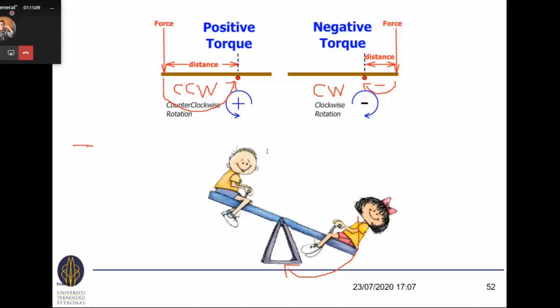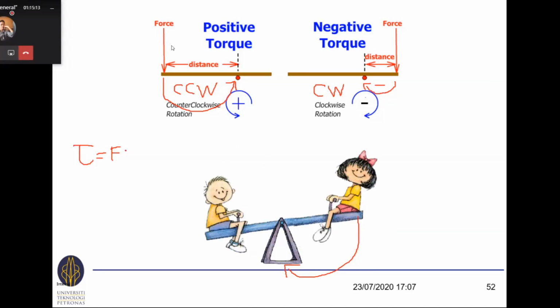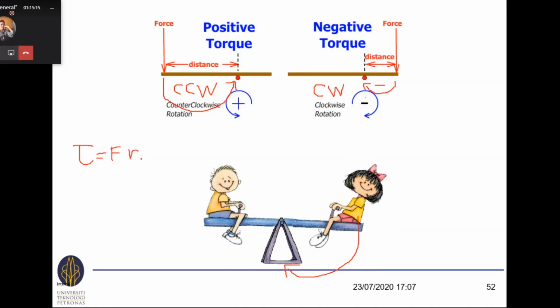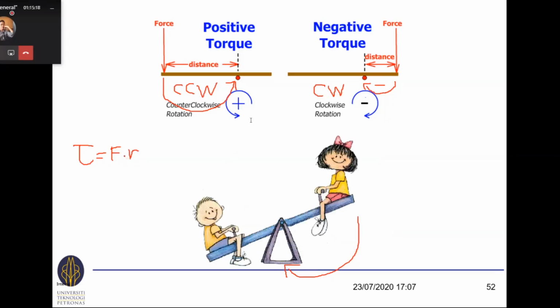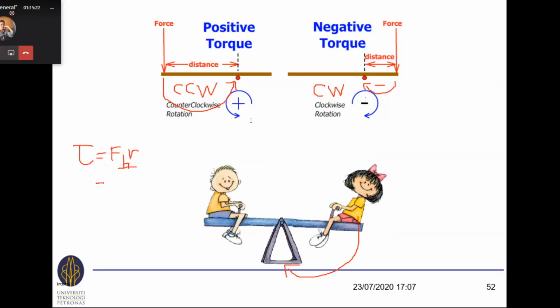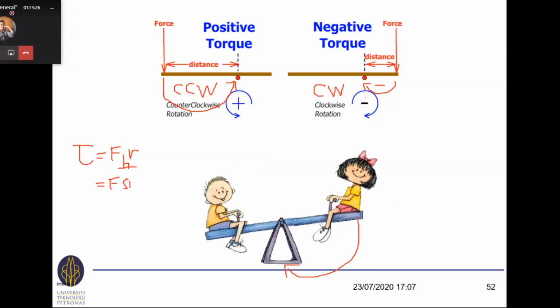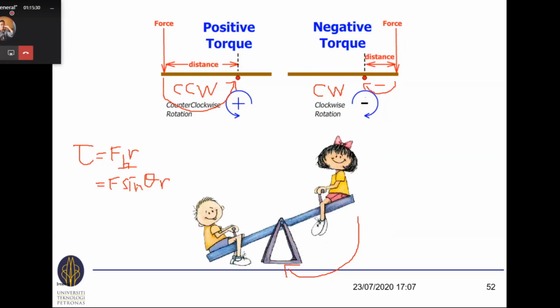Okay. So again, your equation is torque equals Fr. To make you remember it easily, it becomes Fr sine theta when you need to find the force that is perpendicular to the R. So this is the formula. Please use it carefully. Sine theta.